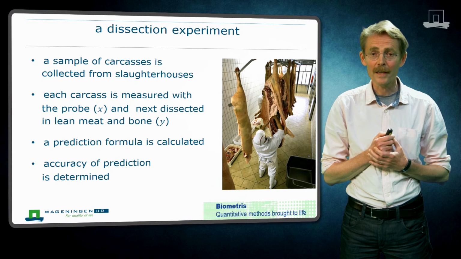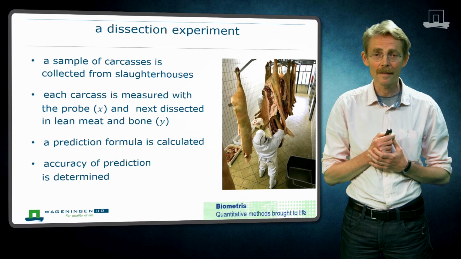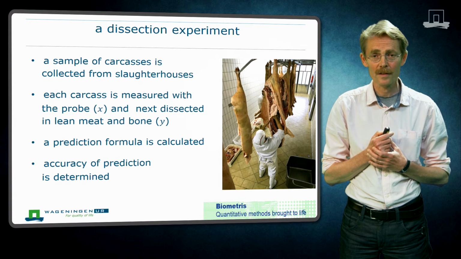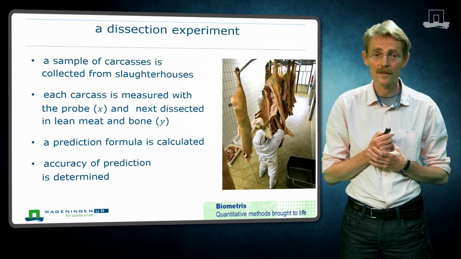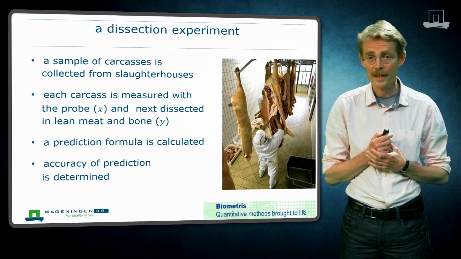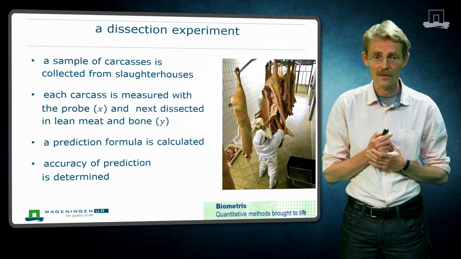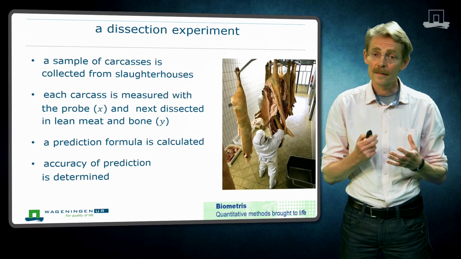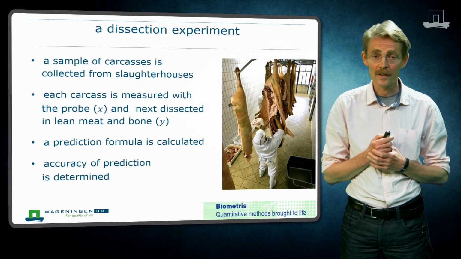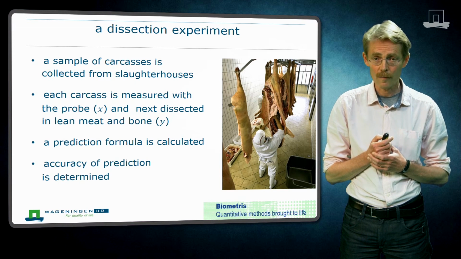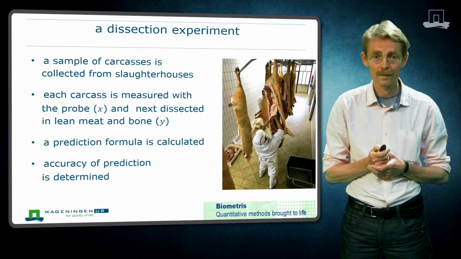Now, to predict, you need a prediction formula, and therefore you need to perform a dissection experiment. So a sample of carcasses is collected from Dutch slaughterhouses. Each carcass is measured with the probe that gives us the X, and then it is completely dissected, that takes hours, to get the lean meat percentage, Y. Next, from the data, a prediction formula is calculated, and finally, the accuracy of prediction is determined.